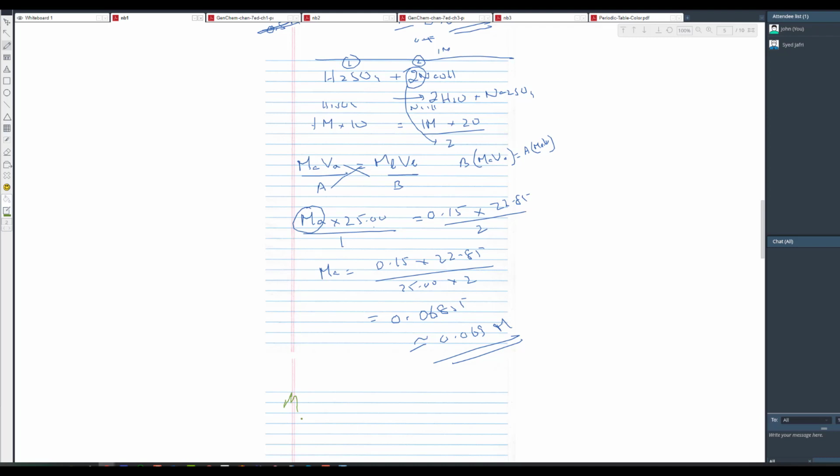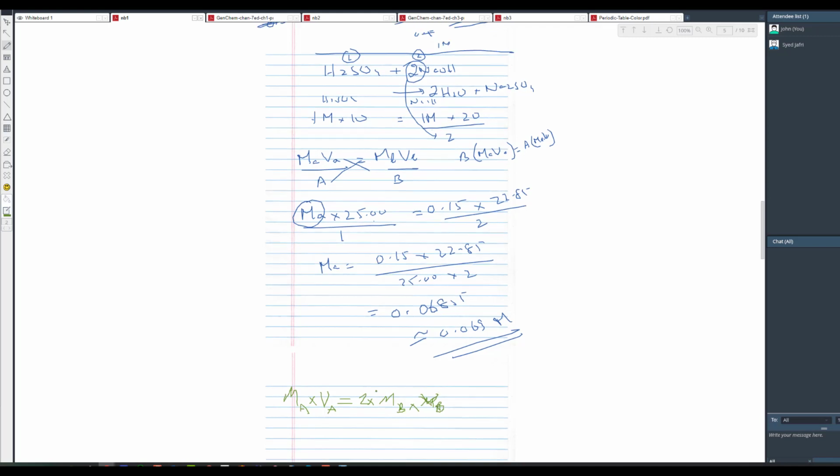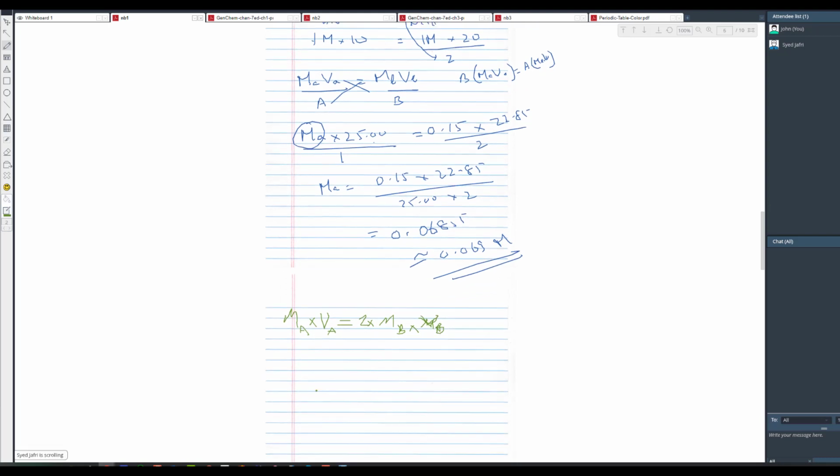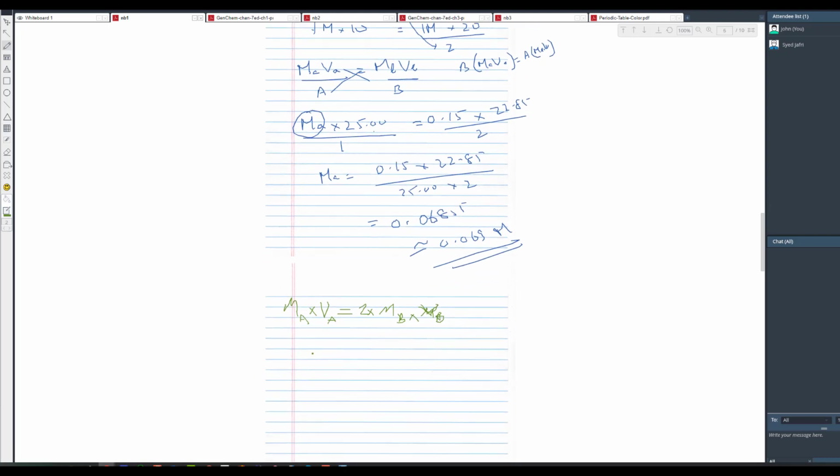He put MA times VA is equal to 2 times MB times molarity the VB. VB. My bad. VB. Yeah. So it ended up turning out he put the molarity of the acid.